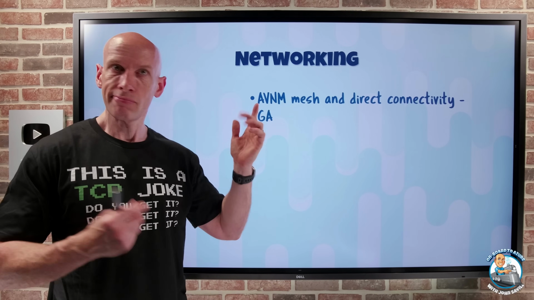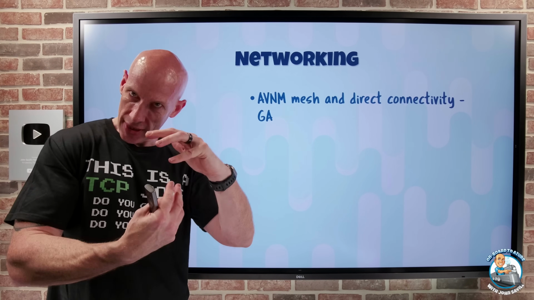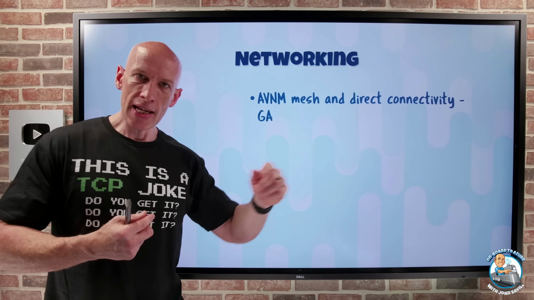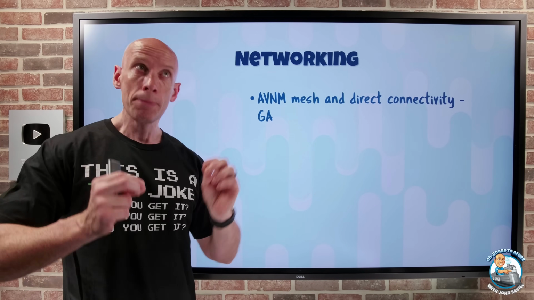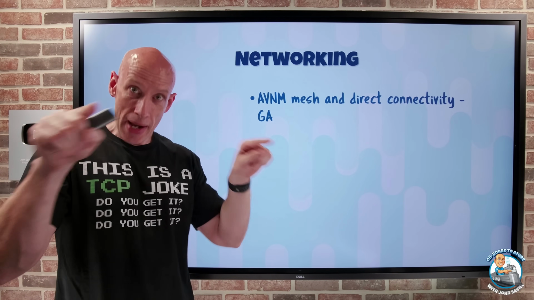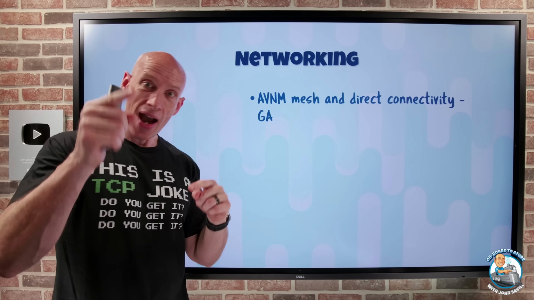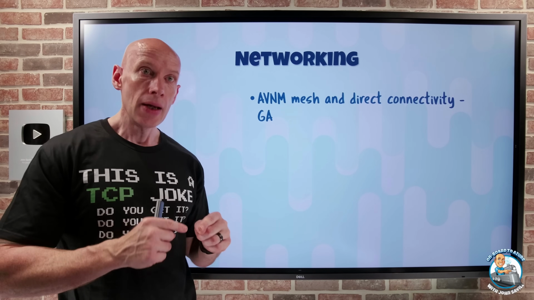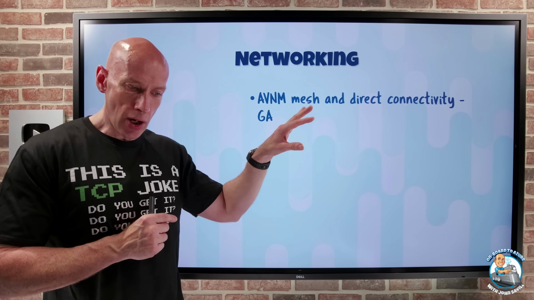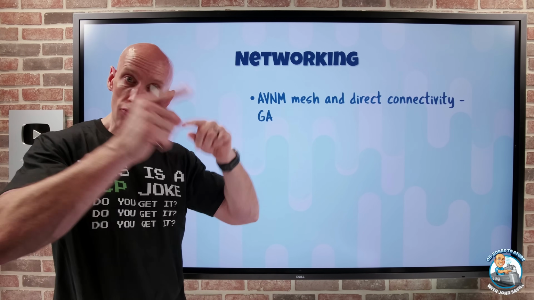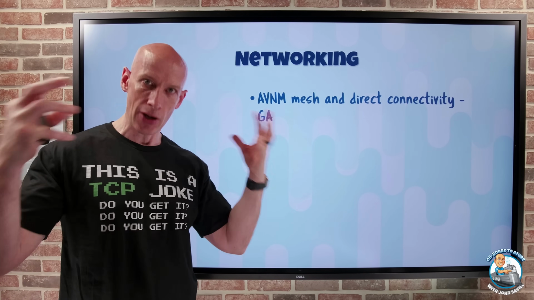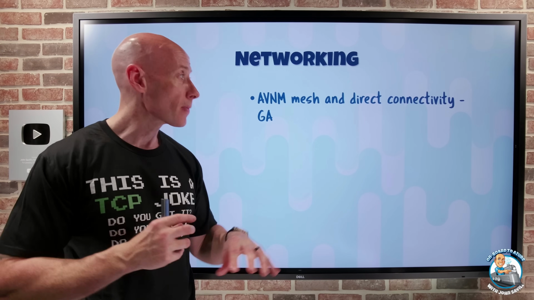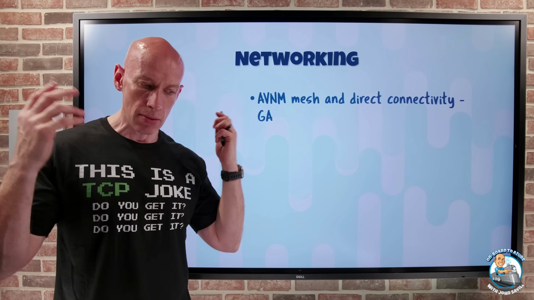So mesh makes sense. Everything is connected to everything. Direct connectivity is where I'm using a hub and spoke, but I want the spokes to still be able to talk to each other without having to hop via the hub. And so this actually uses a construct called a connected group, which doesn't even require me to peer the VNets. It does something on the back end of the networking itself. So now that option is generally available.